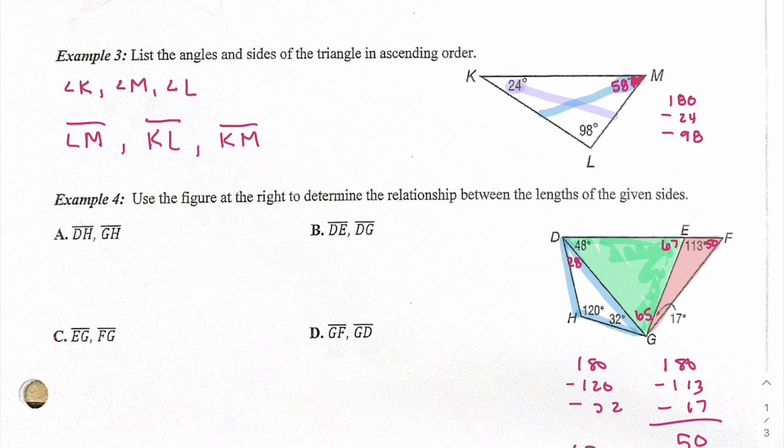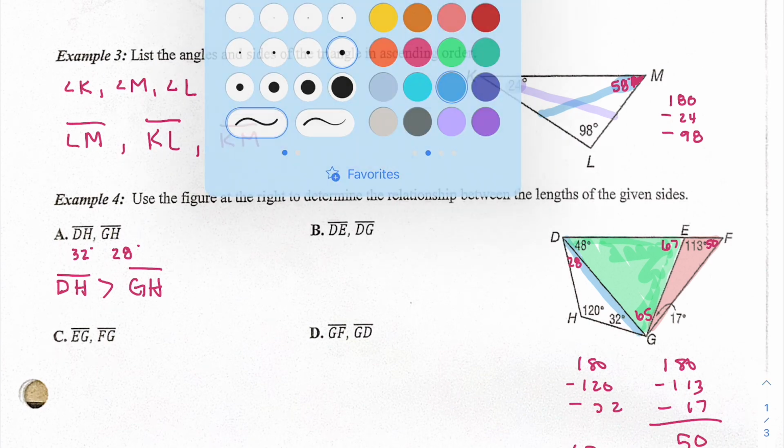So they want to figure out what's the relationship between the sides. They want us to know which side is larger. So we have DH and GH here. So look at this, DH is across from or opposite of that 32 degrees. And GH is across or opposite from that 28. So I'm looking at this, well, the bigger angle is that 32, so I would say that DH is bigger than GH.